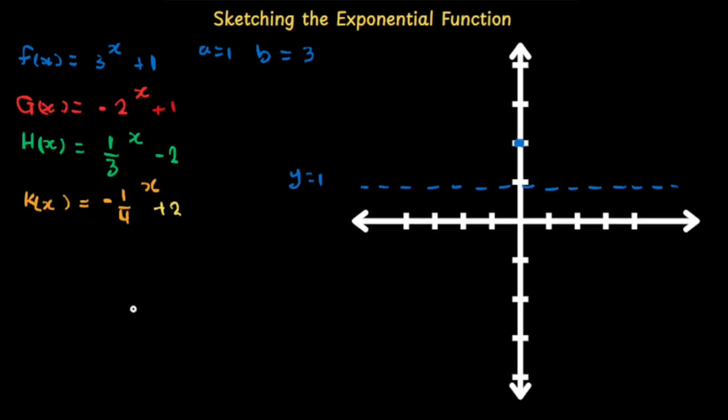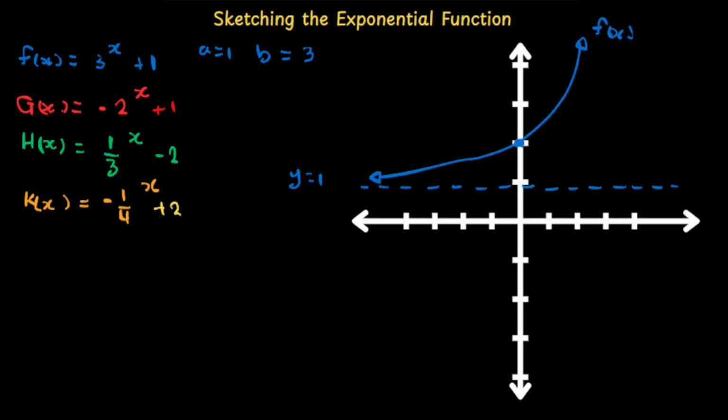Then taking into consideration the shape of this function, I know it's going to be increasing. So I can go ahead and draw that in. And there you have it. That is the exponential function for the equation f of x is equal to 3 to the power x plus 1. I'm just going to go ahead and label this so we know which function we are looking at on the screen. So I will label it as f of x.